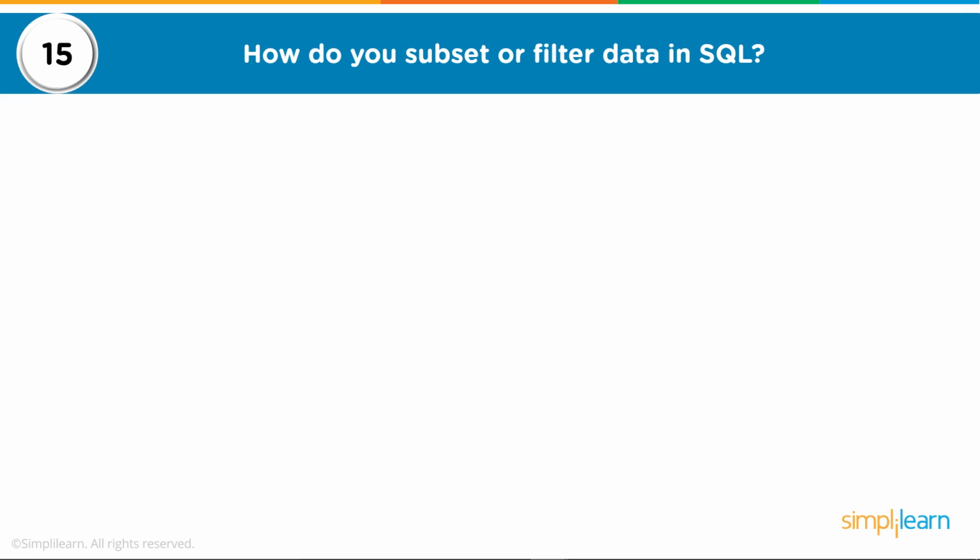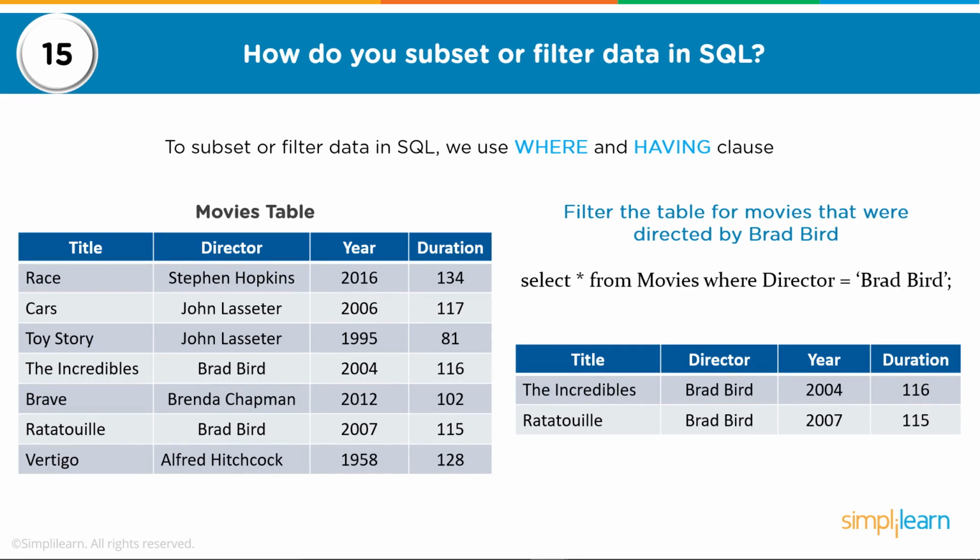So we're going to jump over to SQL. How do you subset or filter data in SQL? To subset or filter data in SQL, we use the WHERE and HAVING clauses. And you can see we have a nice table on the left where we have the title, the director, the year, the duration. We want to filter the table for movies that were directed by Brad Bird. Why? Just because we want to know what Brad Bird did.